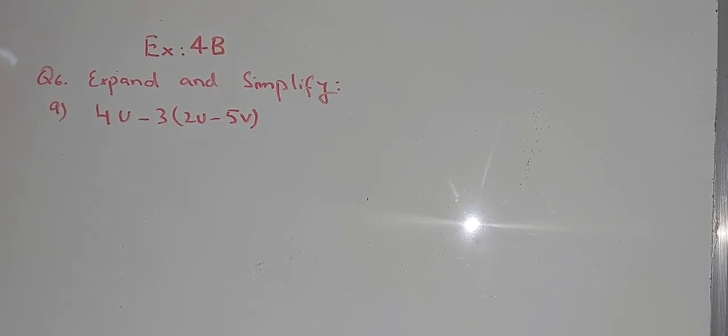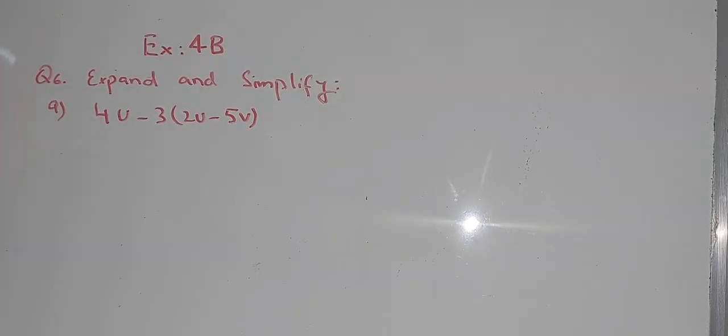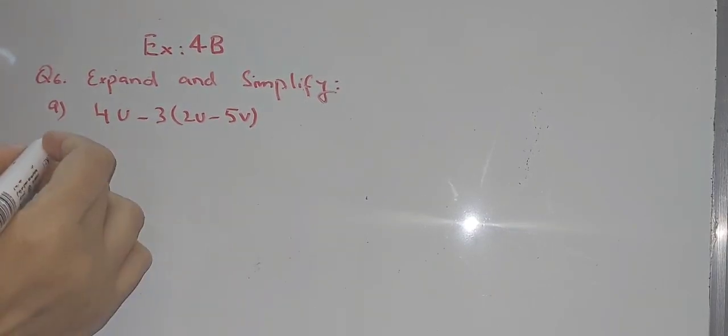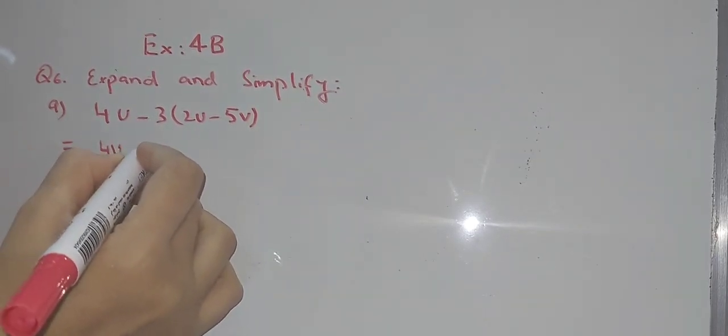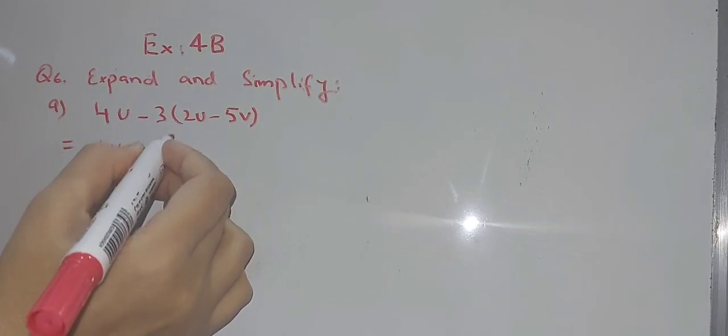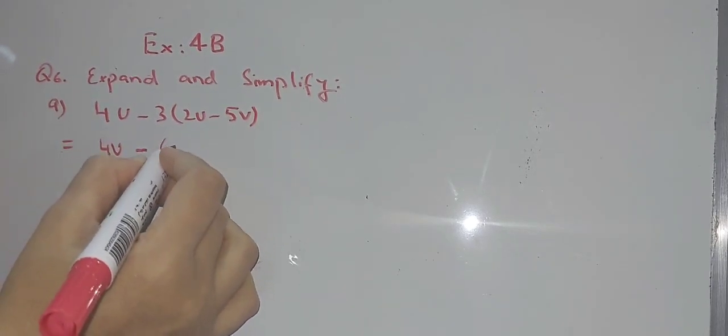Question number 6 is again expand and simplify each of the following. Part A is 4u minus 3 bracket 2u minus 5v bracket close. Let's start our solution. First of all, we have to open the bracket. 4u minus 3 multiplied by 2 minus 6u.